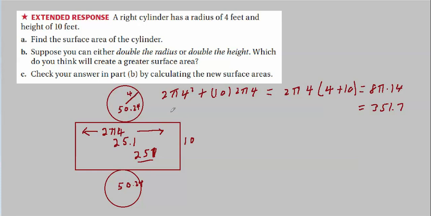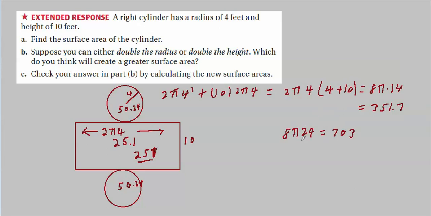If we double this, what will we get here? Everything else would be the same. We just get 4 plus 20 over here. So if we doubled the height, let's just leave it at that. So this is 24. We get 8 pi times 24, and that'll be 2 times 351.7, around 703 or 2, something like that. I think that's about right. That's roughly what we get.